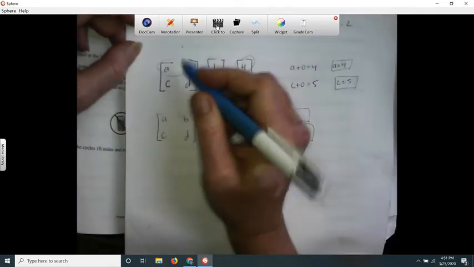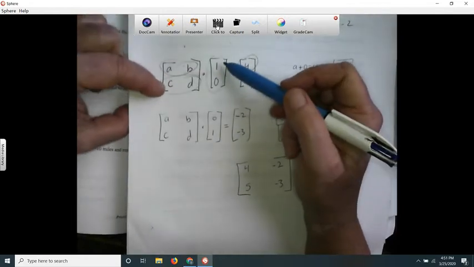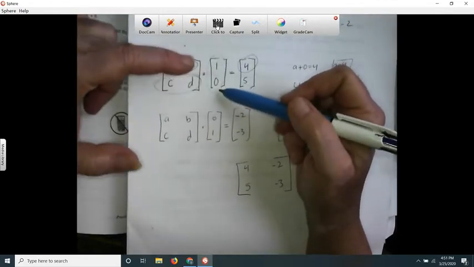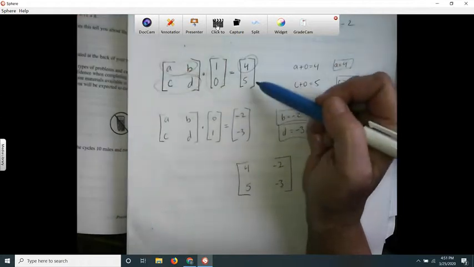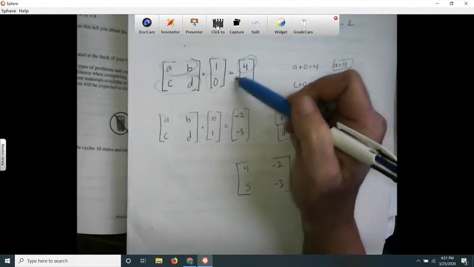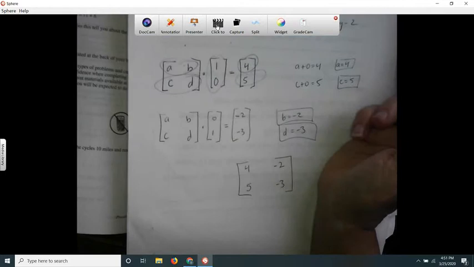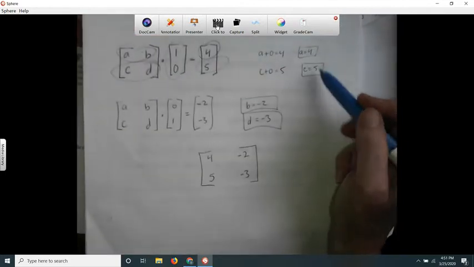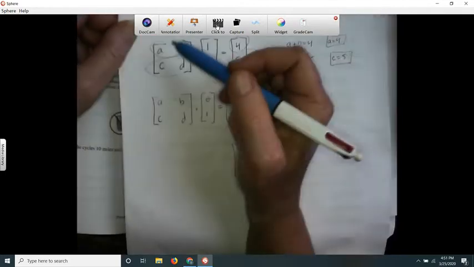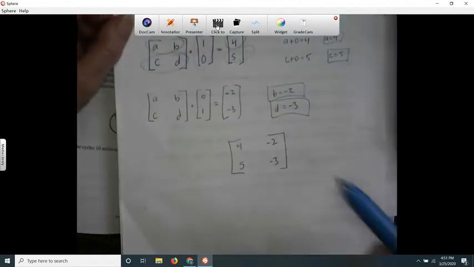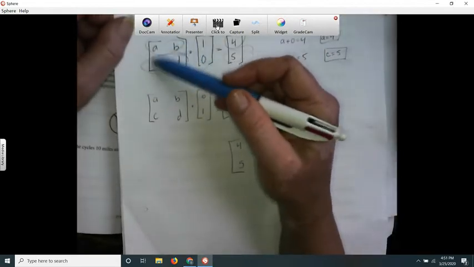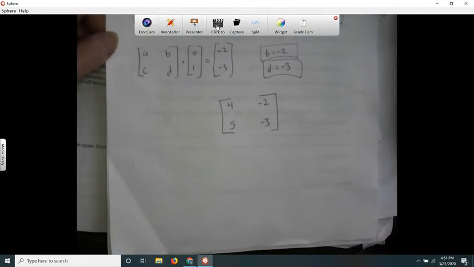And I'm going to do it again over here. C times 1 plus D times 0 equals 5. So C equals 5, basically, right? So now I know some numbers.